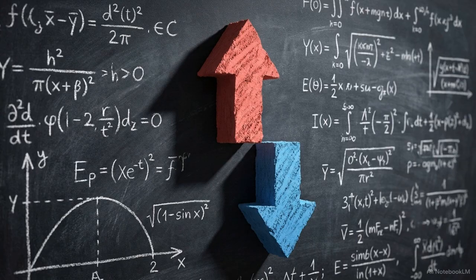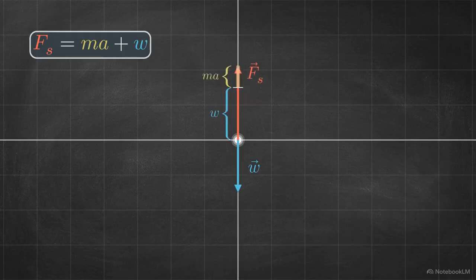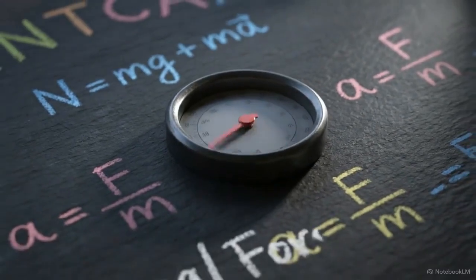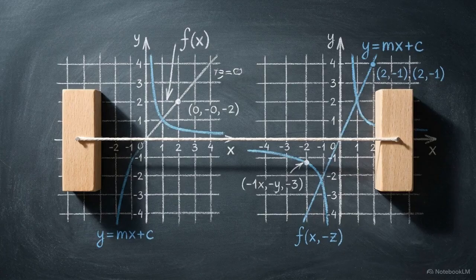Applying Newton's second law here, the equation is unbalanced. Upward normal force minus downward weight equals mass times upward acceleration. Rearranging the equation to solve for the normal force reveals that it equals mass times acceleration plus mass times gravity. As the elevator accelerates upward, the normal force must increase to accommodate the extra force required to move the mass. The sensation of feeling heavier as an elevator rises happens because the normal force must overcome your resting weight to produce that upward acceleration.